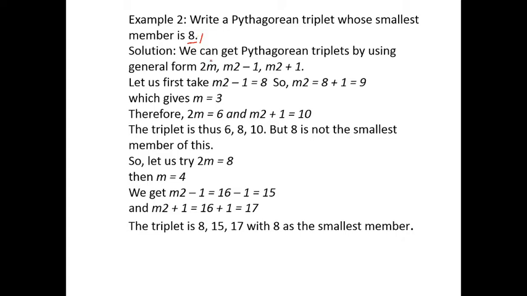Now the formula is related to m square minus 1 and m square plus 1. Simple, remember: 2m is equal to 8, so m is equal to 4. Now I have to put m square minus 1 and m square plus 1. 4 square minus 1: 4 square is 16, minus 1 is 15. And 4 square plus 1: 16 plus 1 is 17. So the triplet is 8, 15 and 17. 8 is the smallest term.